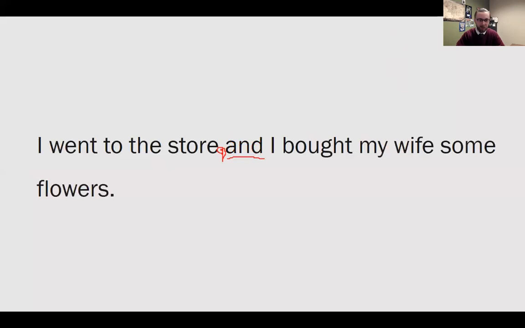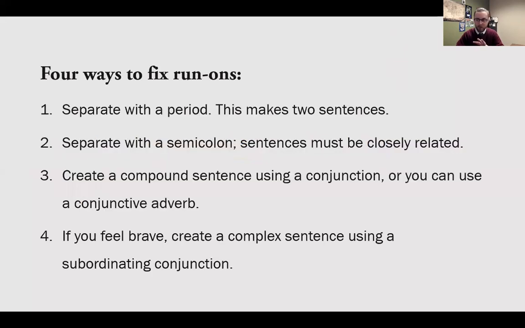So we talked about 4 ways to fix run-ons. Separate with a period, separate with a semicolon, create a compound sentence using a conjunction and a comma, or you can use a conjunctive adverb. And I want to point out that when I created number 3, I followed the rule. I used a comma right there, and then I used a coordinating conjunction, or. So that rule is actually an example of the rule. I'm so clever.